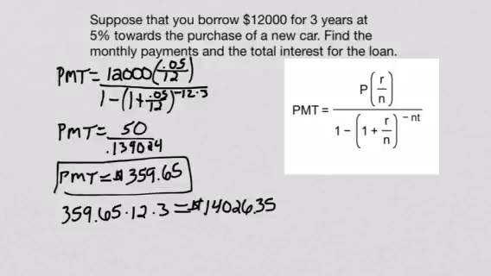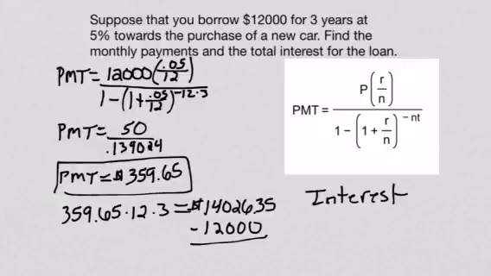So then if we take that $14,026.35 and subtract the $12,000 amount from that, that'll tell me the amount of interest that I had to pay. And so let's subtract those in order to find the total interest. Subtracting those gives me a total of $2,026.35.